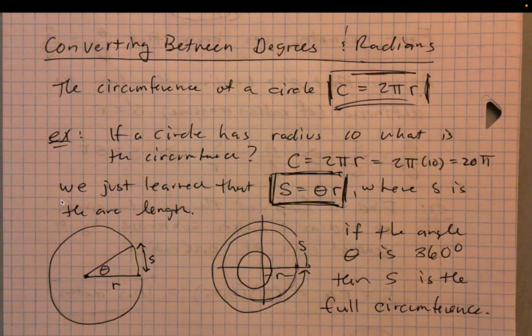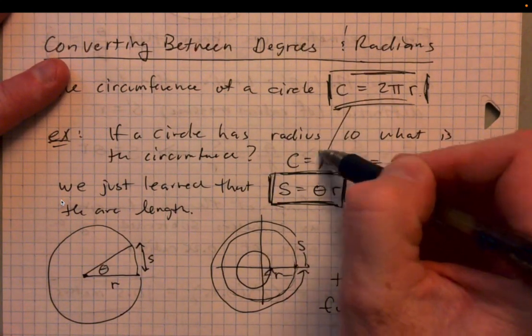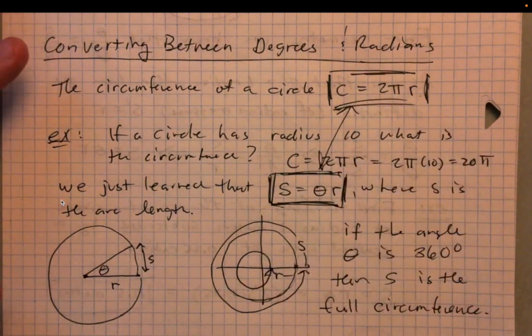Okay. Does that make sense? Hopefully that makes sense, right? If you go all the way around the circle, then the arc you're talking about is really the full circumference of the circle. And so that connection allows us to equate these two.